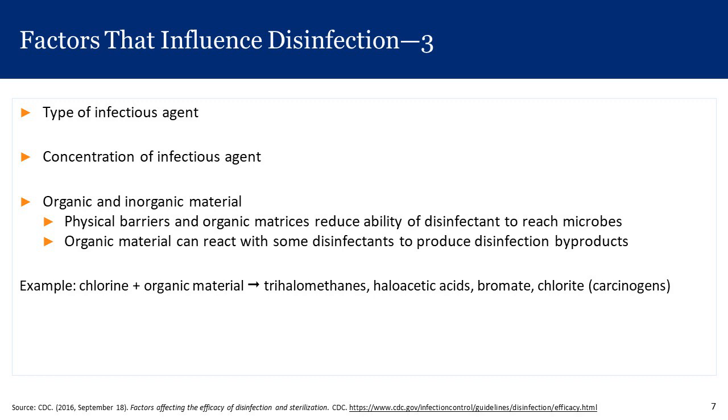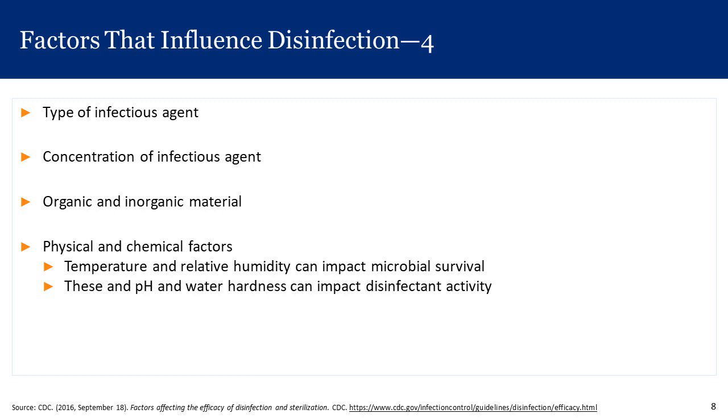And so an example is chlorine, which is used in water disinfection, will react with organic material to form these potentially carcinogenic disinfection byproducts, including trihalomethanes, haloacetic acids, bromite, and chlorite. And then finally, physical and chemical factors can influence either the organism itself or the activity of the disinfectant. And so temperature and relative humidity can impact microbial survival. So if it's just right for the bacterium, it may actually multiply at a faster rate. And both of these, temperature and relative humidity, as well as things like pH and water hardness, can impact disinfectant activity.